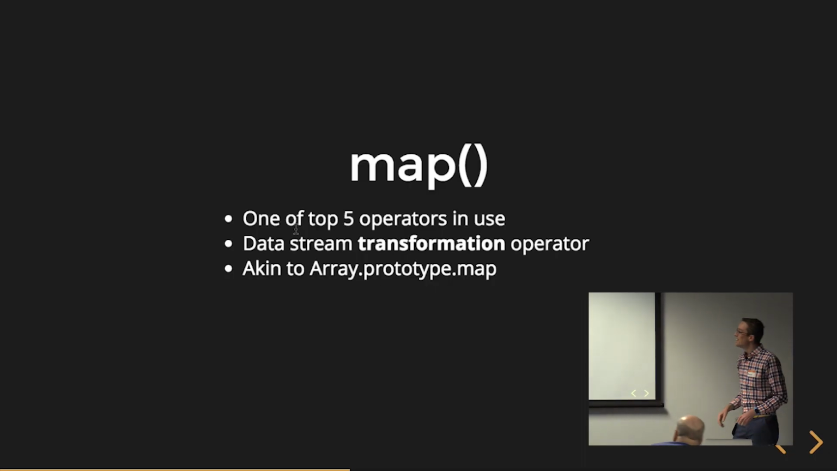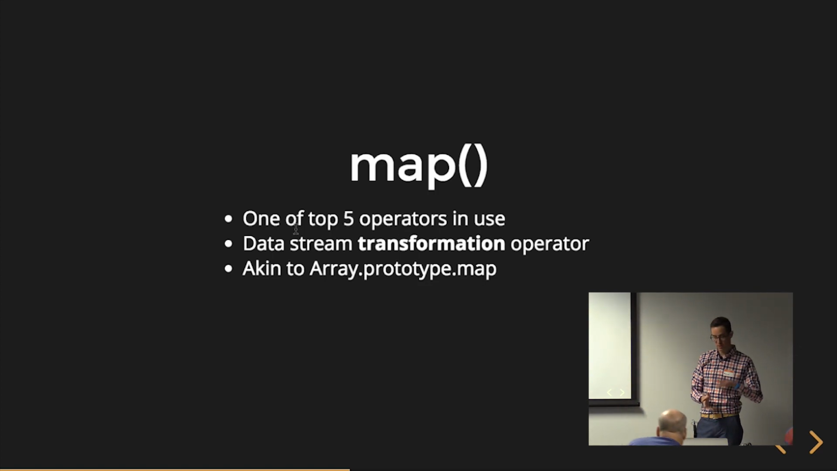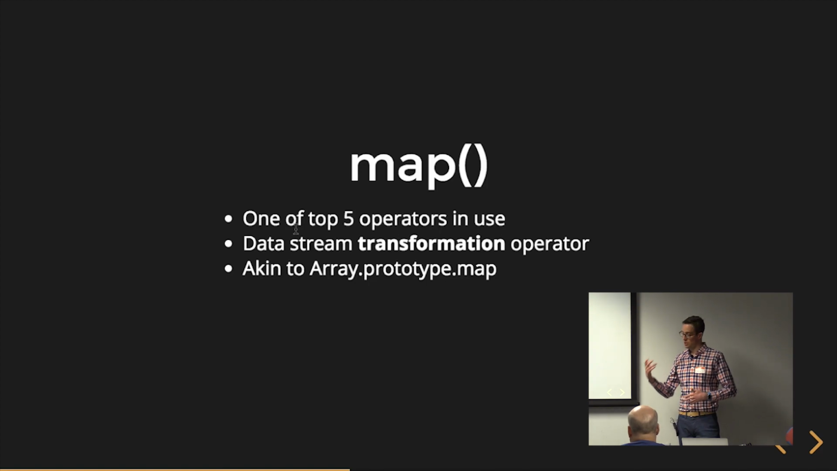Okay. So map. Map operator. This should start to feel a little familiar, especially the first couple of these. This is the JavaScript implementation of Rx or reactive library, so obviously it's going to be designed and modeled around what we are familiar with as JavaScript developers. So the map operator is one of the top 5 operators that's in use.